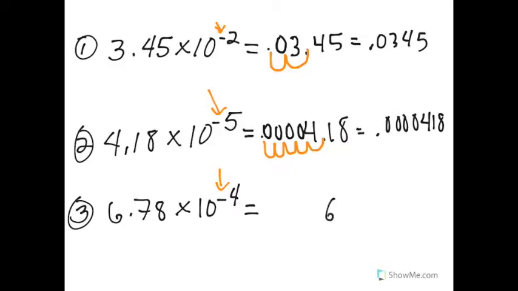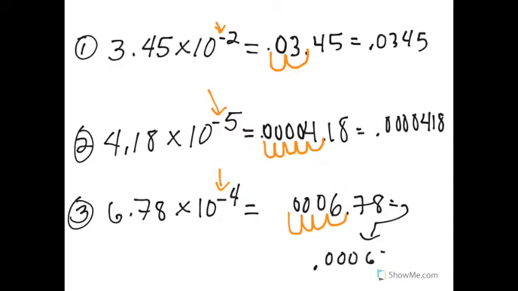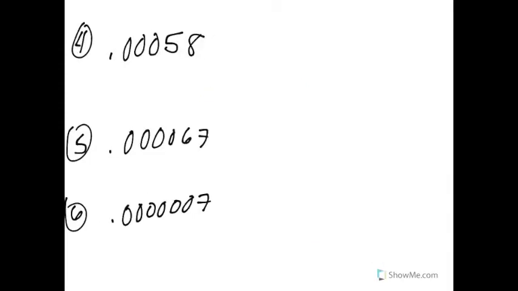Okay, looking down at number 3, once again, we have a negative. So we write 6.78. And now we'll just count back 4. 1, 2, 3, 4. And we'll fill those empty cups with zeros, which means, and I'm going to just write it down here so I don't run out of room, 0.000678 is the solution here. Okay? It works going the other way too.